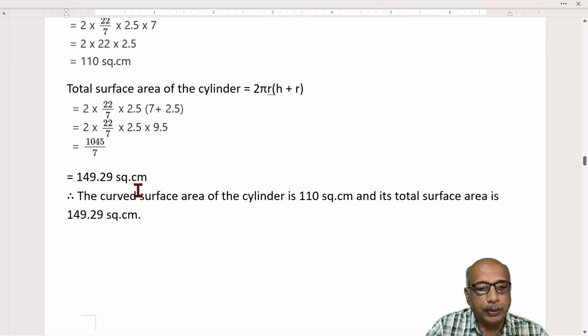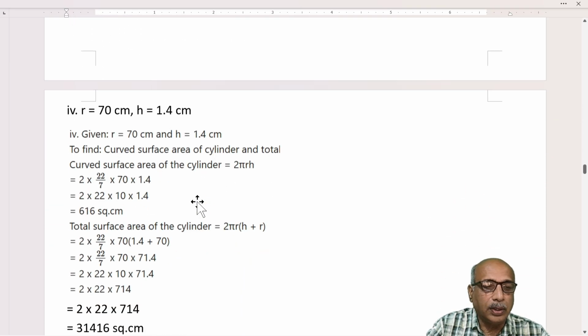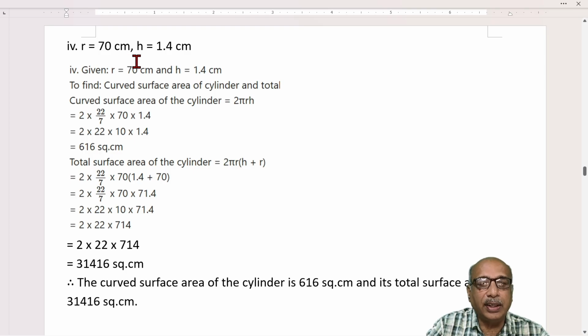Calculations are more important. Therefore, the curved surface area of the cylinder is 110 square centimeter and its total surface area is 149.29 square centimeter. Next problem, r equals 70 centimeter, h equals 1.4 centimeter. Find the curved surface area and total surface area of the cylinder. Curved surface area of the cylinder equals 2 pi r h. Substitute the values and calculate, you will get 616 square centimeter.